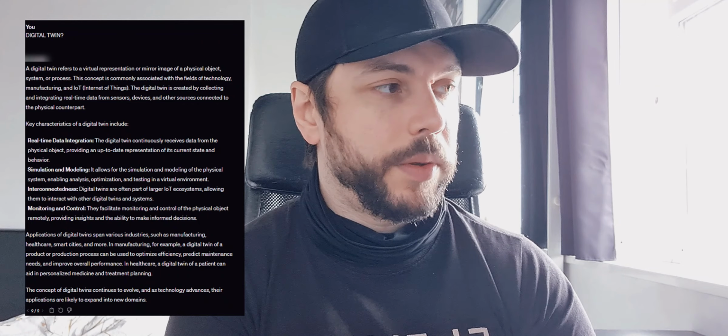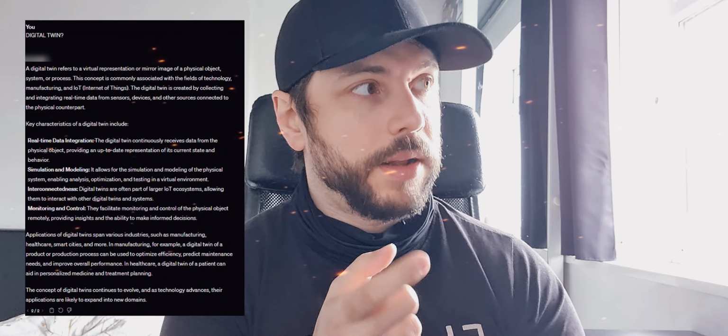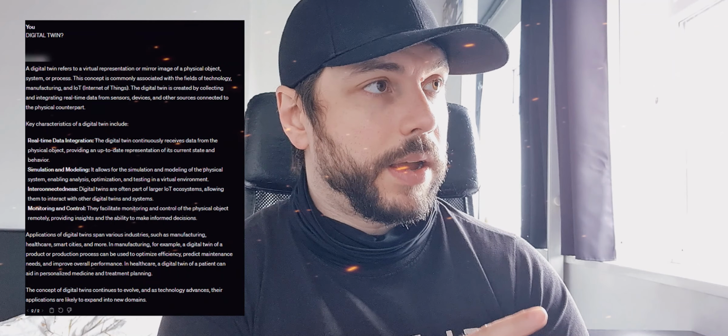Key characteristics of a digital twin include real-time data integration, simulation and modeling, interconnectedness, monitoring and controls, right? So if you need to run a test, you might as well do that in, so to say, a sandbox, right? So if people would build a sandbox and test things in a digital system before putting everything into practice in a physical system, there might be some opportunities there, and perhaps it's something that they would be referring to within this opportunity. Let's come back to it.